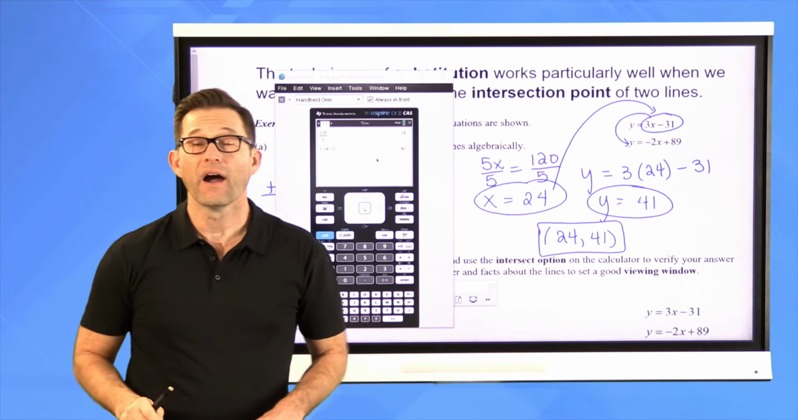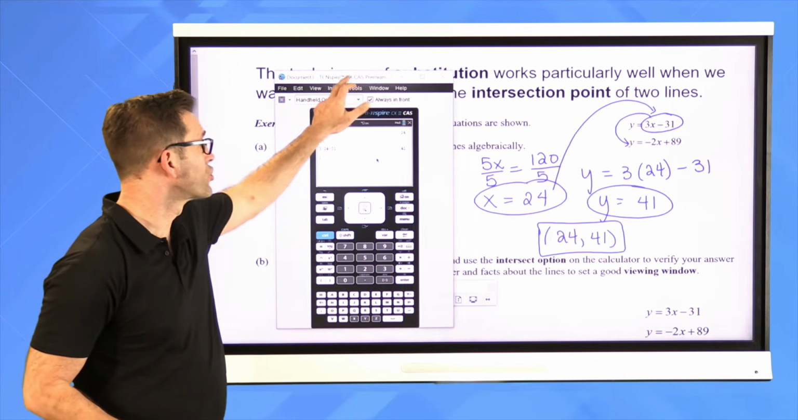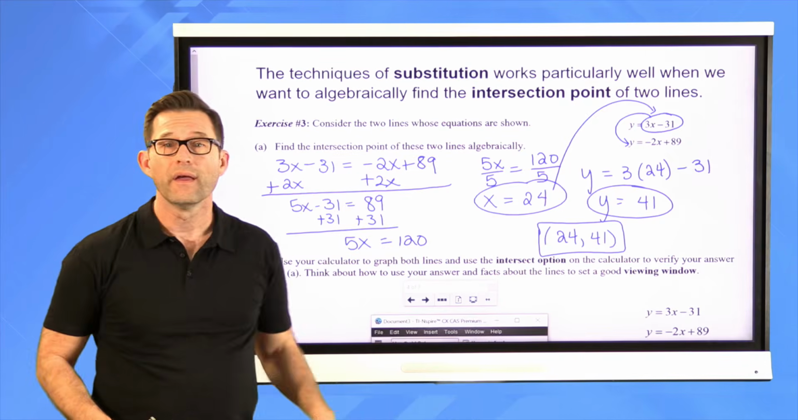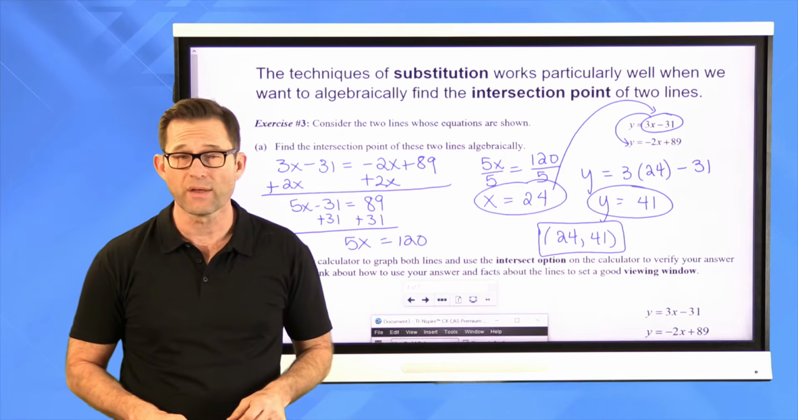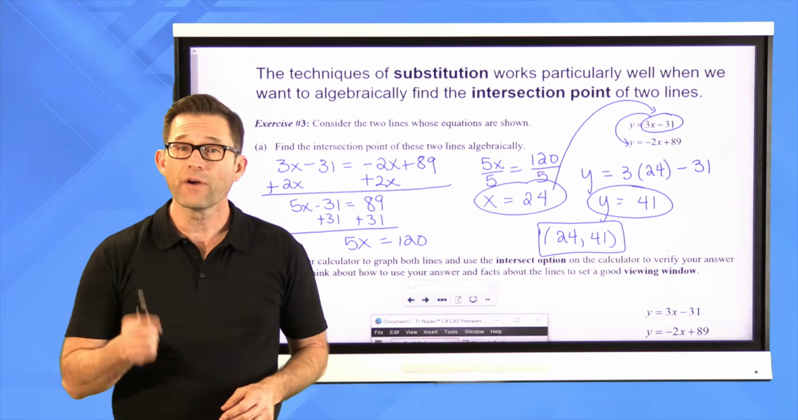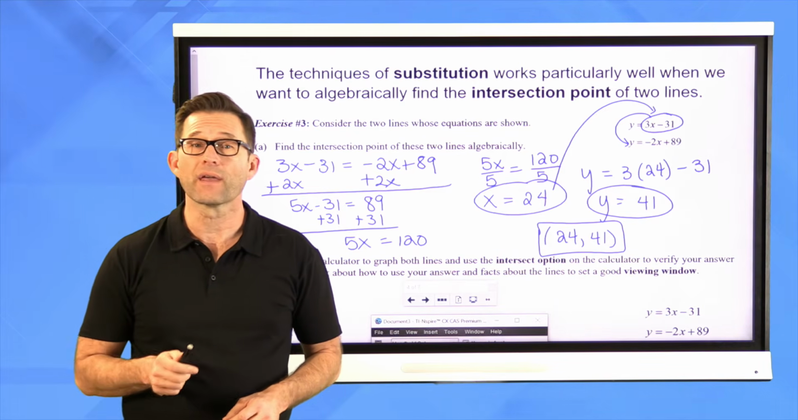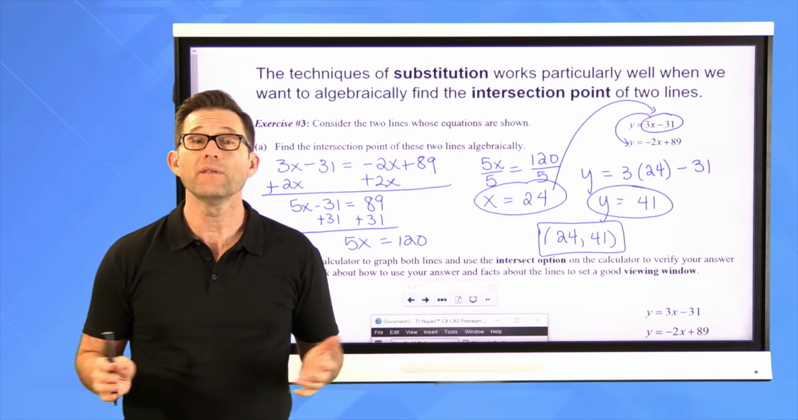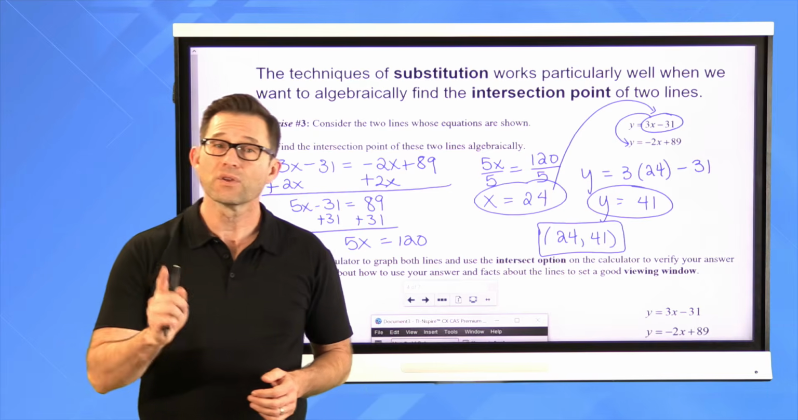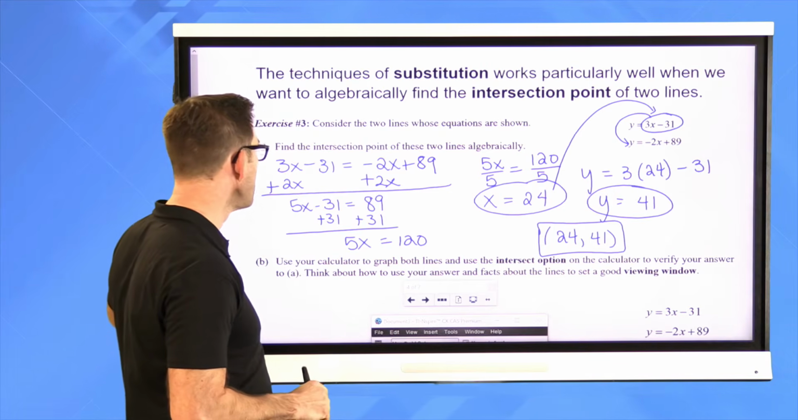All right, again, that would be extremely difficult to do if I was doing it by hand in any reasonable graphing situation. All right, let's now verify our answer using our graphing calculator. It's one of the wonderful things graphing calculators can do for us, it can find the intersection point of two lines. So let's take a look at that in letter B.